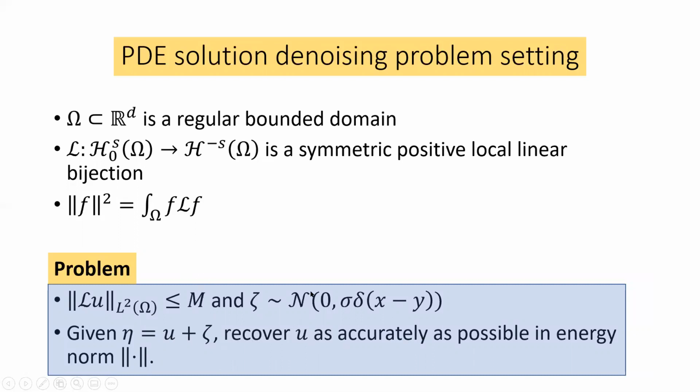Note that M and sigma are both known in this problem, meaning that they are assumed to be known. M governs the strength of the signal, and sigma governs the strength of the noise. So knowing both M and sigma essentially tells you the signal to noise ratio in eta.